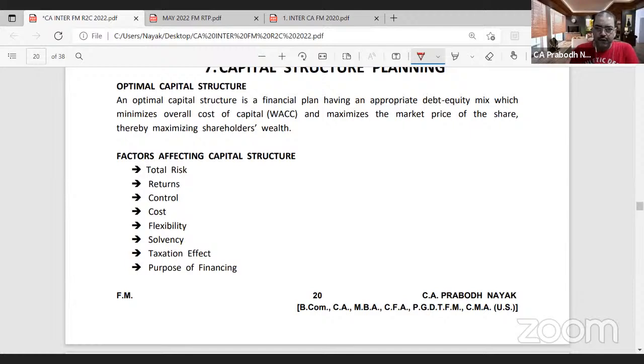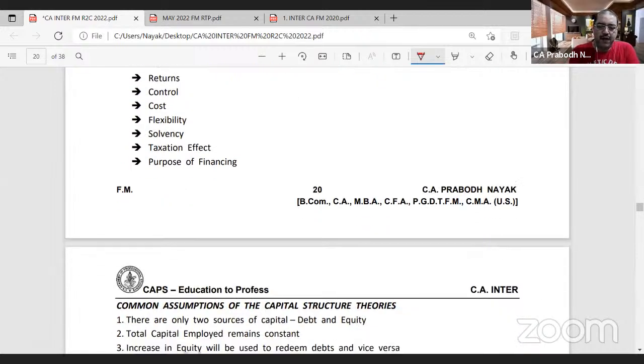5 to 6 points must be there. Highlight the points, number the points, so the examiner knows that you have covered 5 to 6 points. Underline in pencil, and write maximum 2 to 3 lines on each point, describing that point. Preferably give an example. That will solve the problem. So that is factors affecting capital structure.